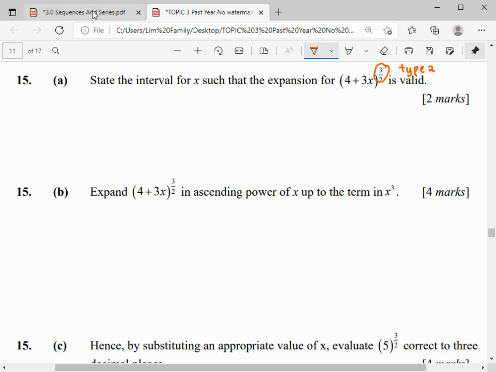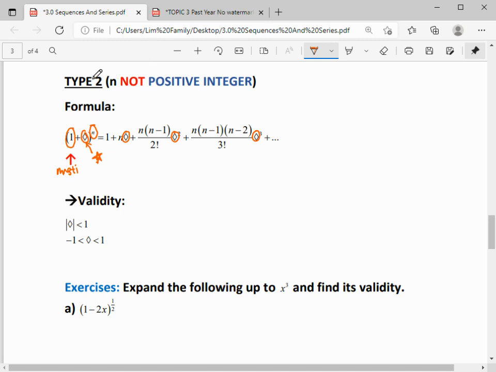So let us refresh the type 2 formula, when n is not a positive integer. From here, we have three things to take note of. First is the power, which is not a positive integer. Second, in front here must be 1. So we have to simplify our binomial expression until we get 1 in front. Then only can we find out what we're going to expand here. And then we take this part to find the validity.